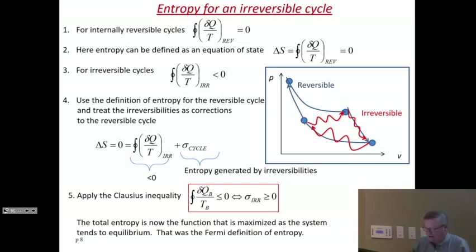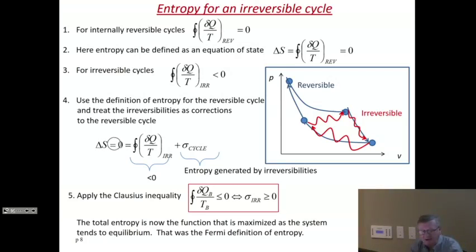So let me summarize this once again, because it's quite complicated. We define entropies as equations of state, but they can only be defined if we know the reversible path that gets us between the different states. So we know then that the integral of δQ over T reversible has to be 0. We can call that dS over that whole cycle, and the integral over the cycle has to be 0. Now, if the cycle is irreversible, we still want to be able to define dS as being 0 for the cycle.